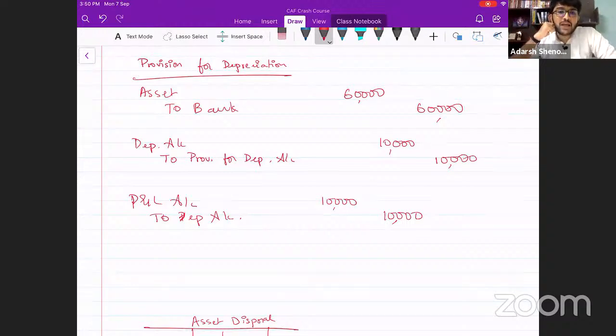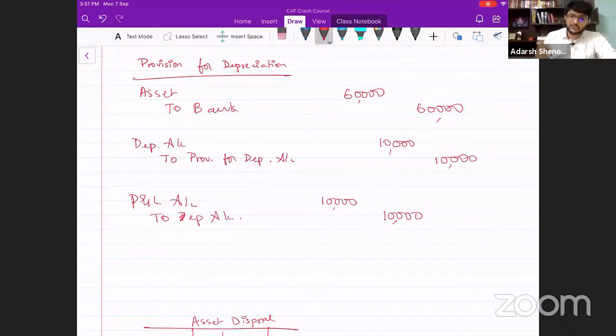Depreciation account. Is there any balance in depreciation account? No. You debited it, then you credited it. It's a nominal account that's closed at the end of the period, so it will have no balance. Provision for depreciation account. Is there a balance? Yes. What is the nature of this balance? Debit balance or credit balance? Sir, it is credit balance. Of how much, sir? 10,000 rupees.